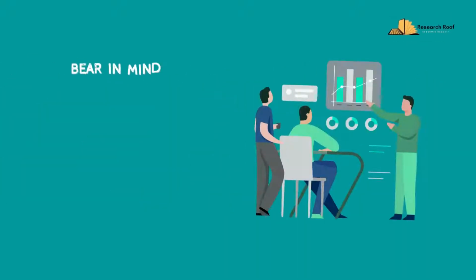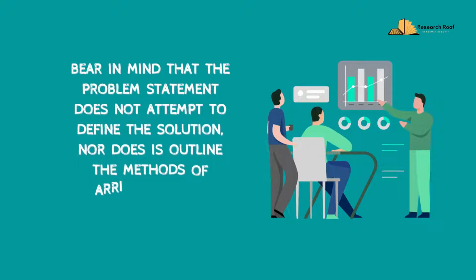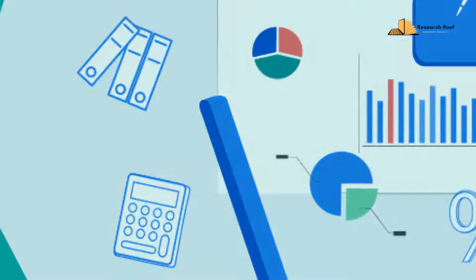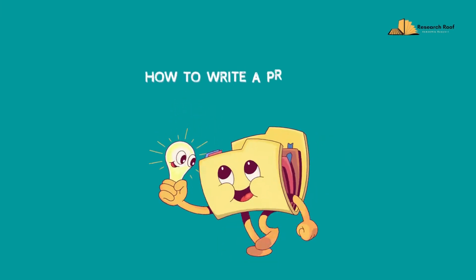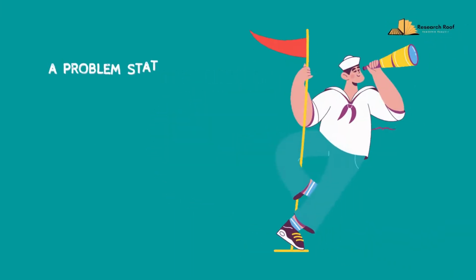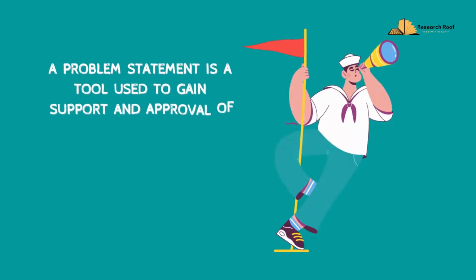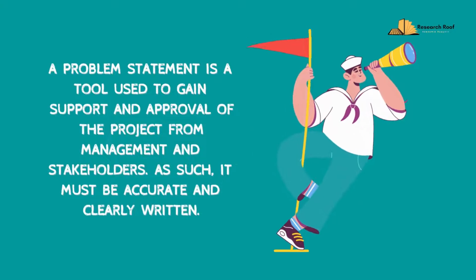in the future. Bear in mind that the problem statement does not attempt to define the solution, nor does it outline the methods of arriving at the solution. The problem statement is a statement that initiates the process by recognizing the problem. Now the question arises: how to write a problem statement? A problem statement is a tool used to gain support and approval of the project from management and stakeholders. As such, it must be accurate and clearly written.